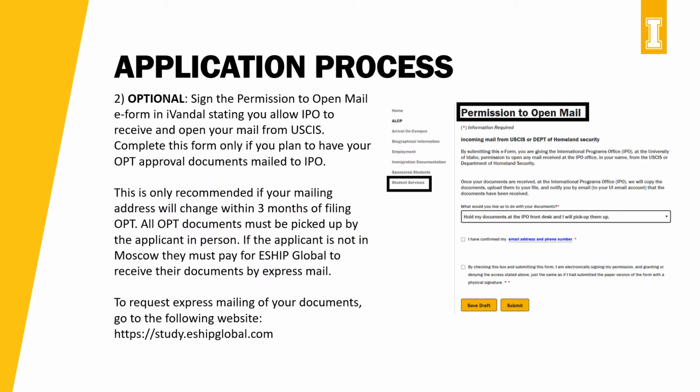This next step in the online OPT application process is optional. Students may choose to sign the Permission to Open Mail e-form in iVandal, stating that you allow IPO to receive and open your mail from USCIS. Complete this form only if you plan to have your OPT approval documents mailed to the IPO. This is only recommended if your mailing address will change within the next 3 months of filing OPT. All OPT documents must be picked up by the applicant in person. If the applicant is not in Moscow, they must pay for eShip Global to receive their documents by express mail.